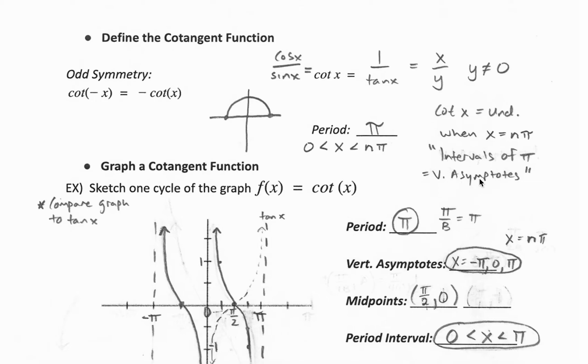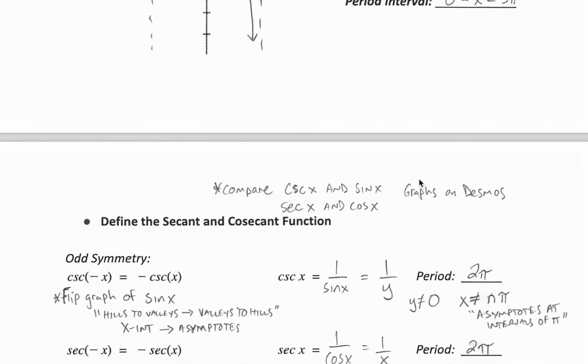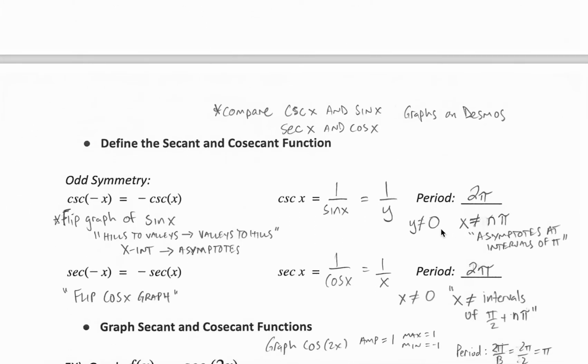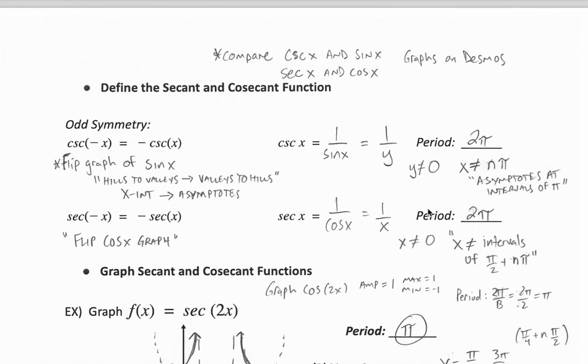Notice that the intervals of our vertical asymptotes were intervals of pi. So cosecant is going to have similar behavior in that it's going to have asymptotes wherever we have intervals of pi. So as far as asymptotes go, cosecant and cotangent are related in that they have asymptotes at intervals of pi. The period of cosecant, though, is similar to that of sine, which has a period of 2 pi. So 2 pi over b is going to give us our period length. We'll graph cosecant in a minute.